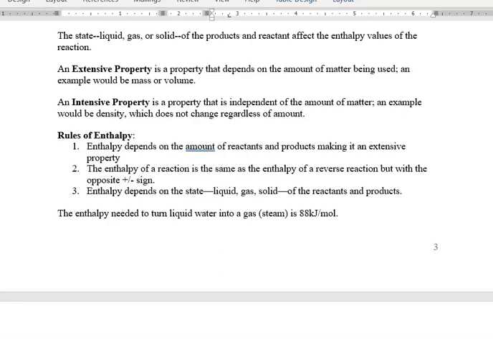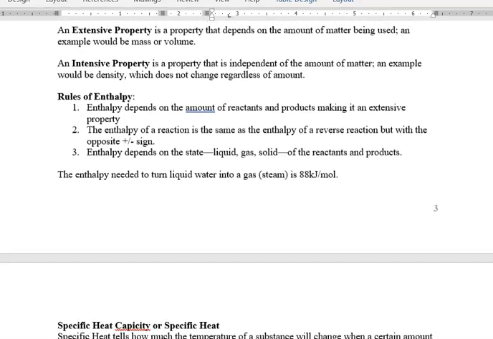So in other words, to turn liquid water into steam would require 88 kilojoules per mole of heat. So it depends on what state you want the water in. If you want it in liquid or if you want it in steam, it's a different amount of enthalpy, a different amount of energy.